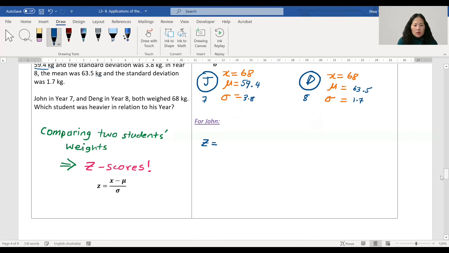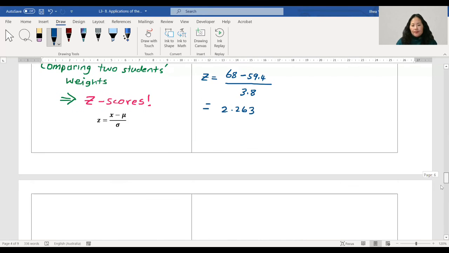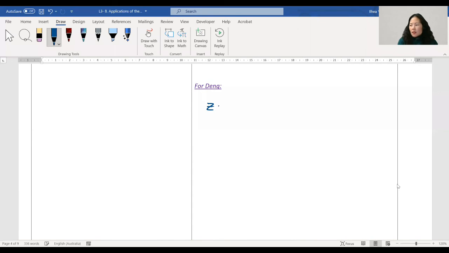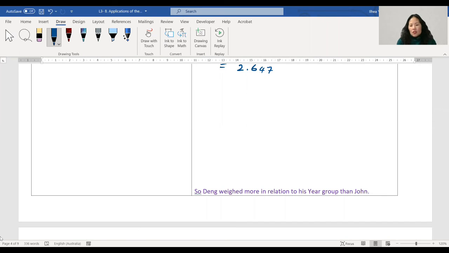Z equals raw mark 68, take away 59.4, the mean, over 3.8. That will give me 2.263, so 2.263 standard deviations above the mean. What about Deng? Z equals 68 take away 63.5 divided by 1.7. That gives me 2.647. Aha! There you go. Antonina was correct. So 2.647 standard deviations above the mean. Therefore, Deng weighed more in relation to his year group than John.